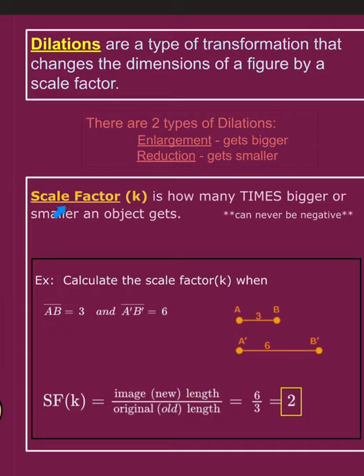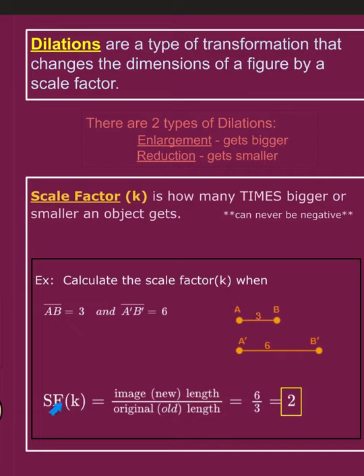We have a thing called a scale factor. It is represented by the variable k. It is how many times bigger or smaller an object gets. Okay, so our first example says, calculate the scale factor k when line AB is 3 and A prime B prime equals 6. So you have these two pictures.